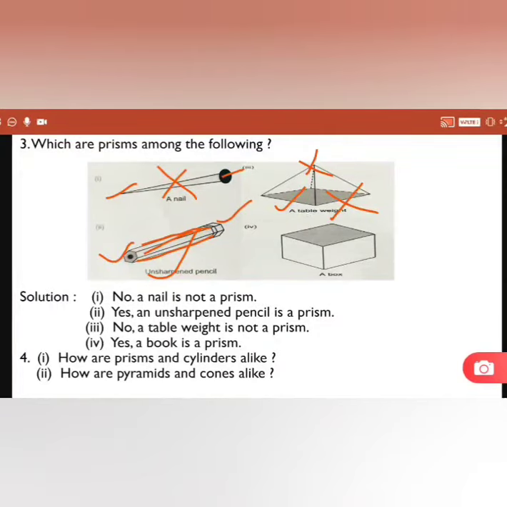And fourth, you can see a cuboid book. Books come in the cuboid shape. We are well aware of this. Because the book's top and bottom parts are congruent to each other, and the remaining four walls which make the lateral part are parallel to each other. So yes, a book is a prism.